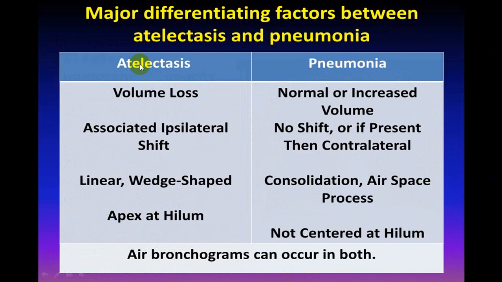Now, here we have mentioned the difference between the two, that is consolidation and collapse. In collapse, there is a volume loss. In pneumonia, there is no volume loss. In collapse, there is ipsilateral shift, means trachea will be shifted to the site of collapse, while there is no shift in case of pneumonia. Usually this is linear or wedge shape. In consolidation, there are air bronchogram which is clearly seen.